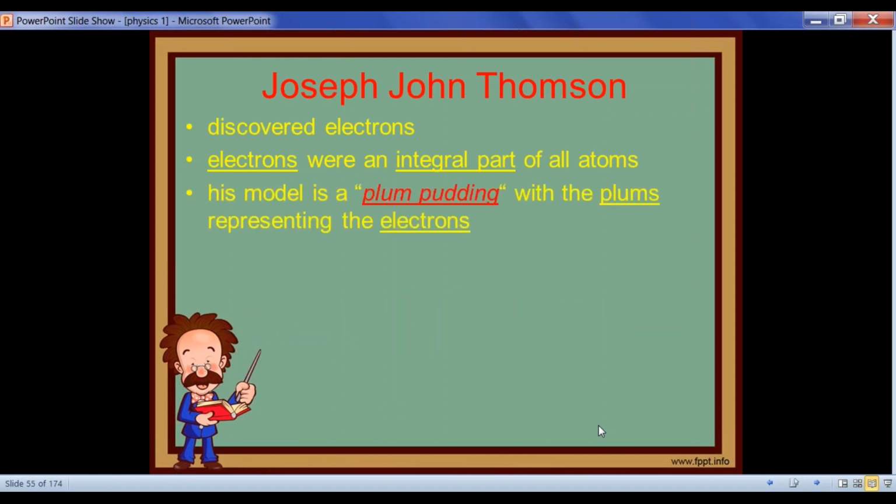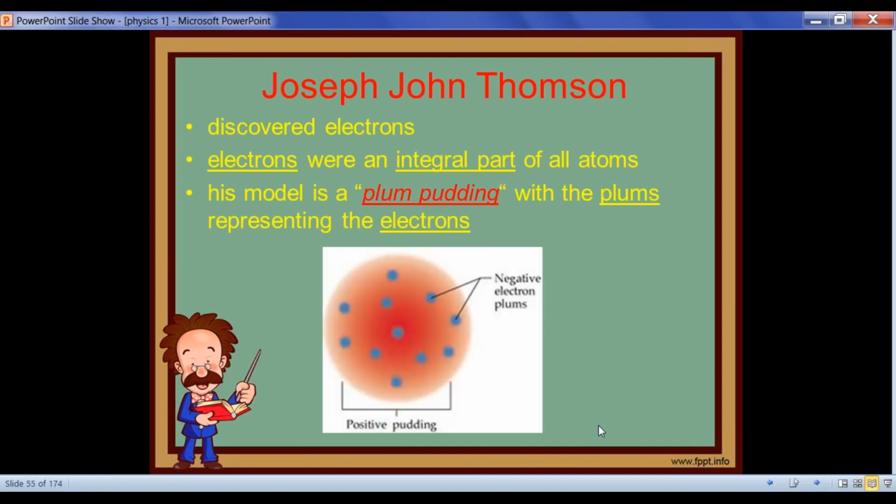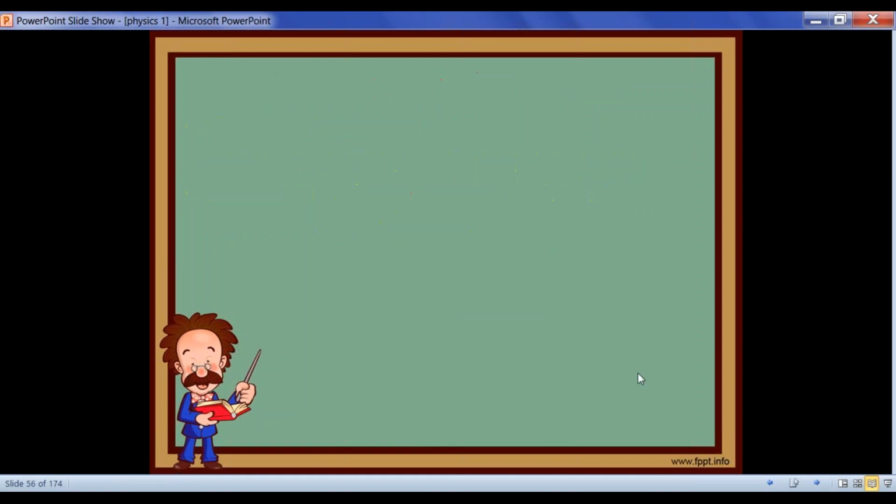So, the model of Thomson was plum pudding, with the plums representing the electrons. So here are the electrons, while the pudding is the orbits. Sorry.